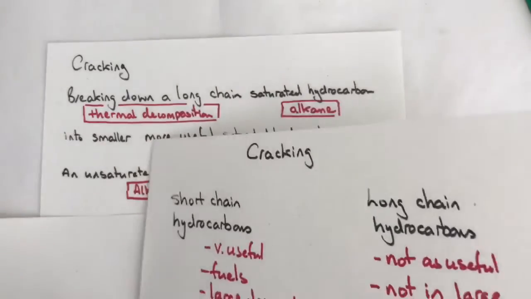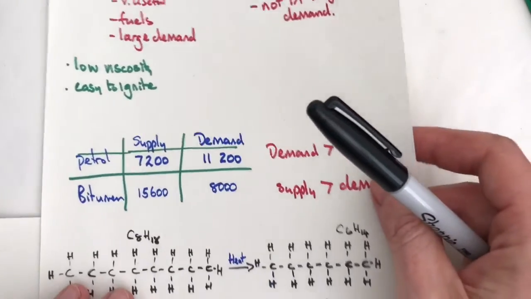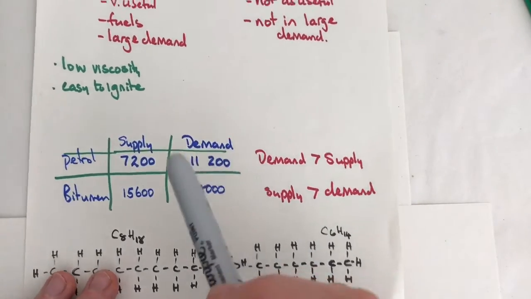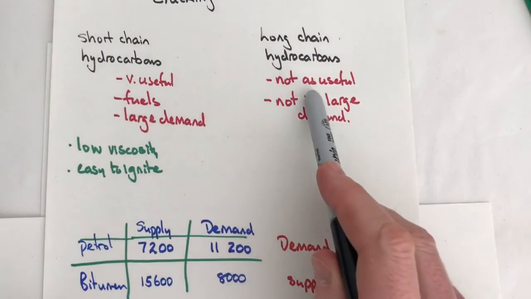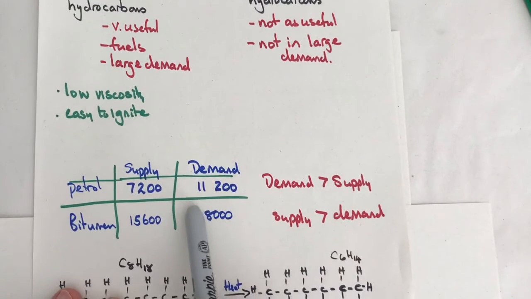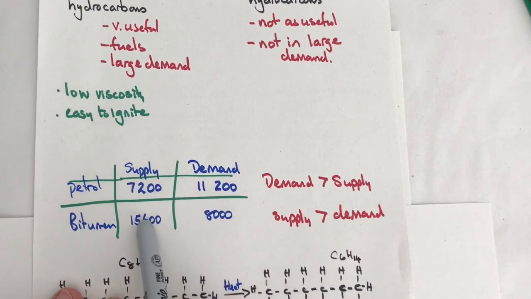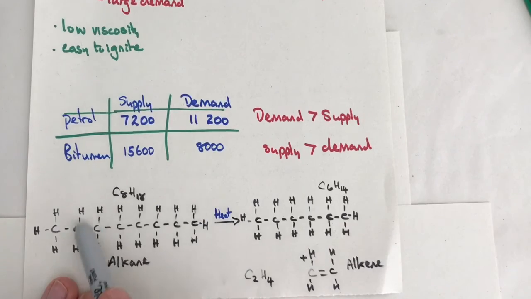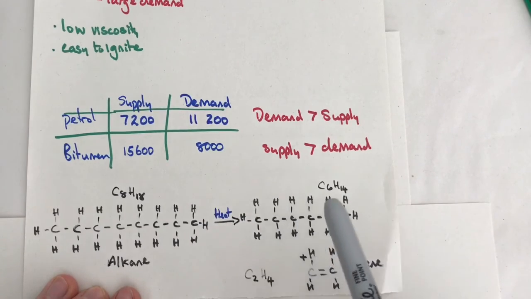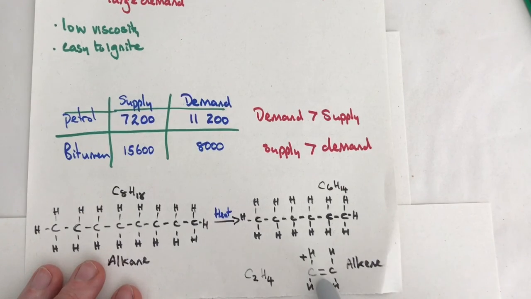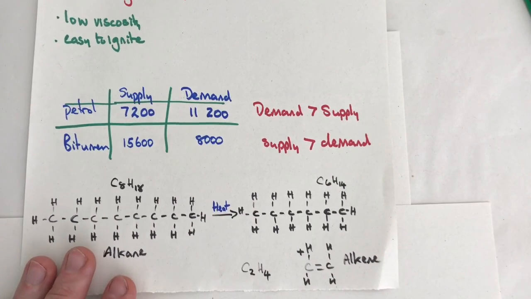I'm going to add on a very quick summary because it is a lot of information there. So the key things are this: short chain, big demand; long chain, not as in demand. Therefore, how do we make this table balance? How do we get more of the shorter chain, and how do we stop this longer chain being wasted? We don't want to do that. To do that, we take a long chain, we heat it up, it will break down into a shorter chain hydrocarbon that's more useful, and also produce an alkene, an unsaturated hydrocarbon as well.